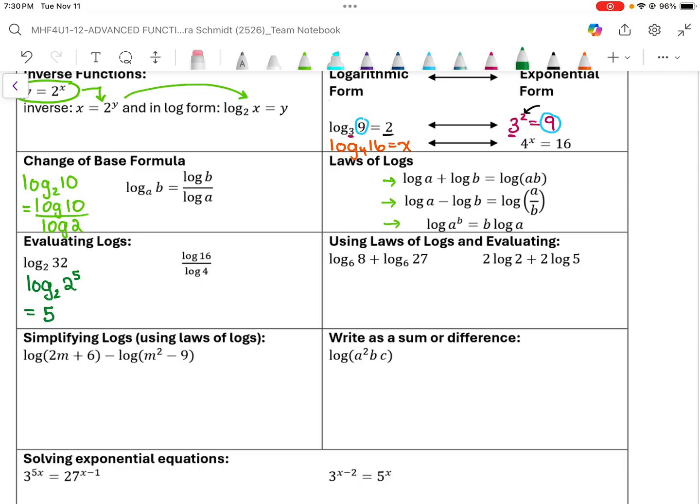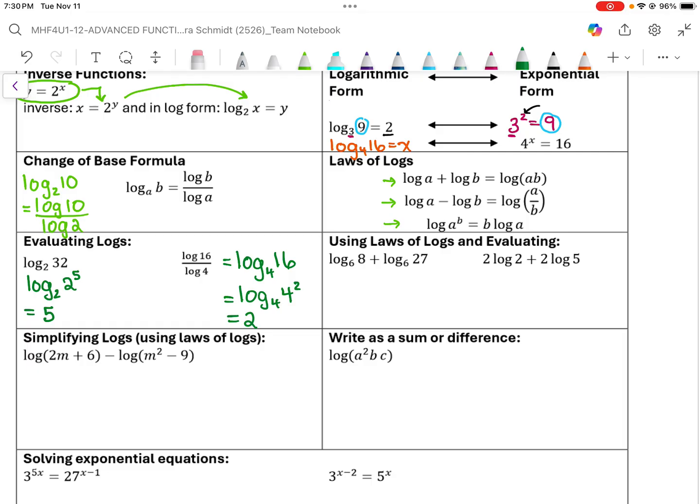If you have log 16 divided by log 4, you could rewrite that as a single logarithm by writing it as log base 4 of 16. And then if you wanted to evaluate it, you know that 4 to the power of 2 is equal to 16, so this would just be equal to 2.